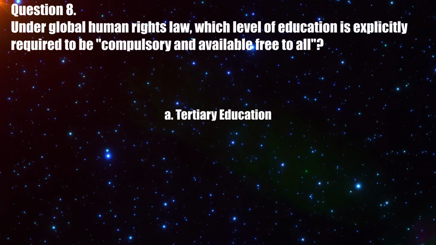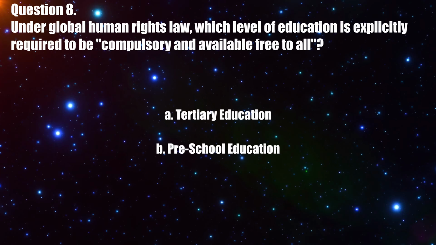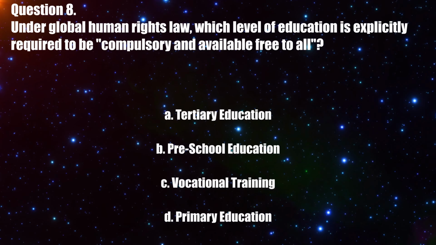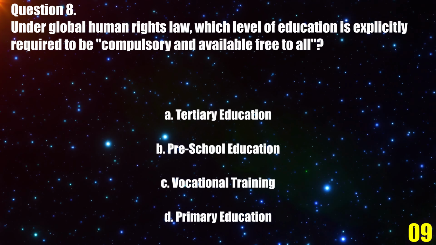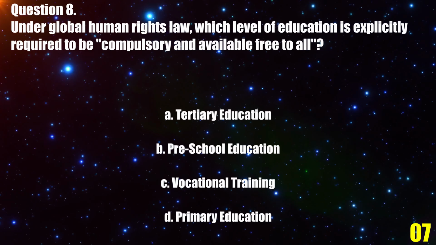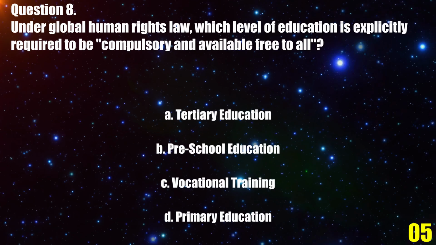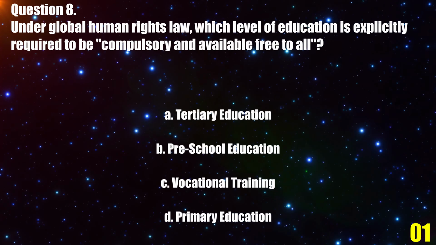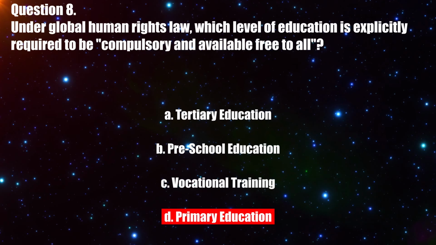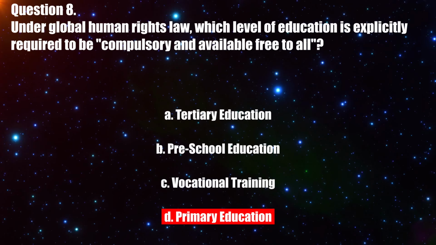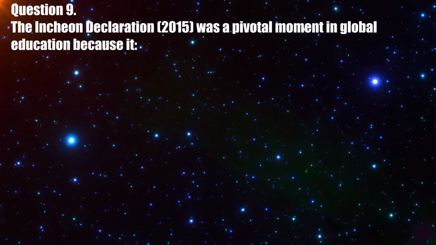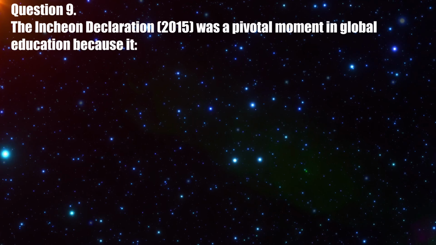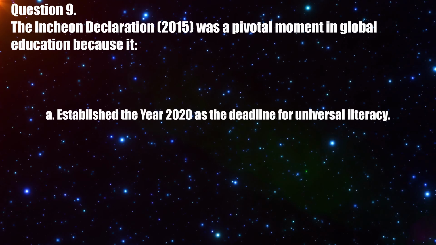A. Tertiary education. B. Preschool education. C. Vocational training. D. Primary education. The correct answer is D. Question 9. The Incheon Declaration, 2015, was a pivotal moment in global education because it A.